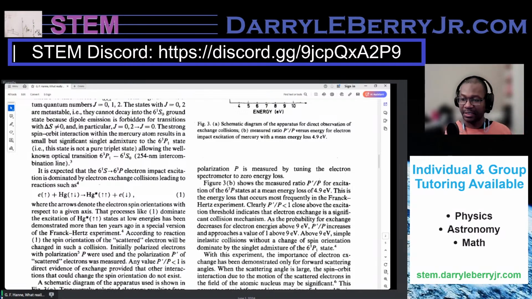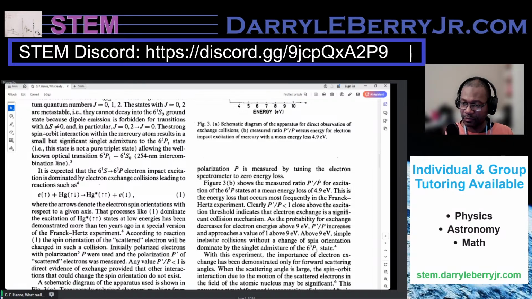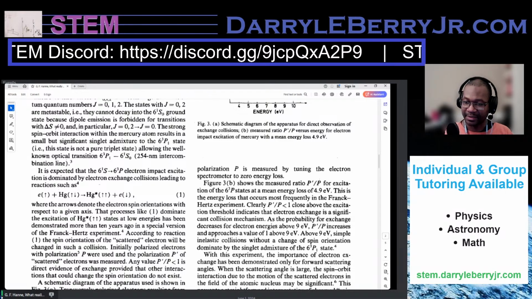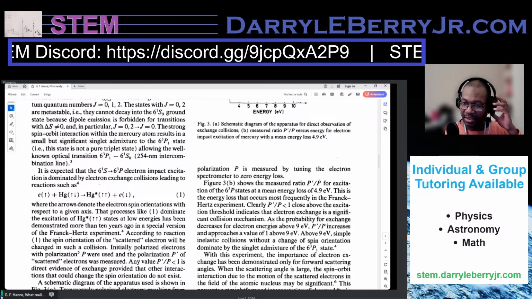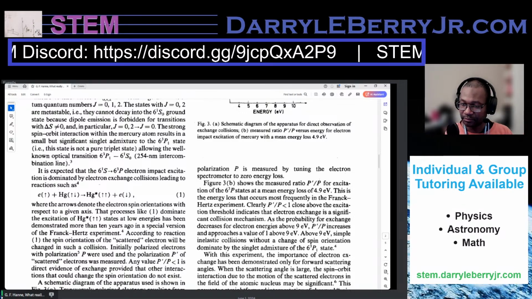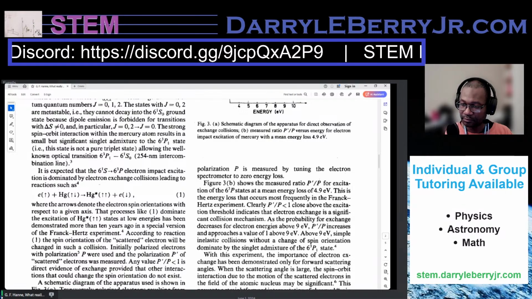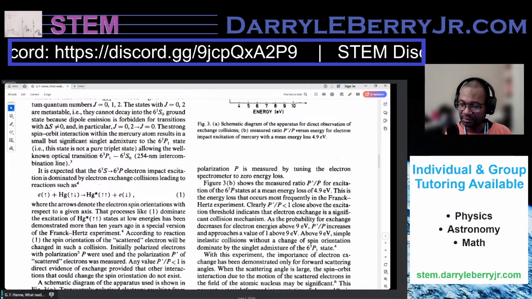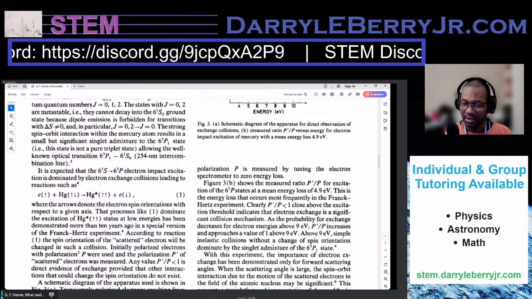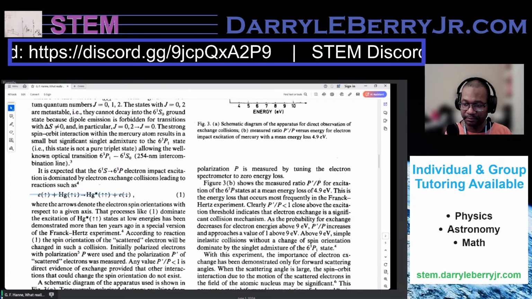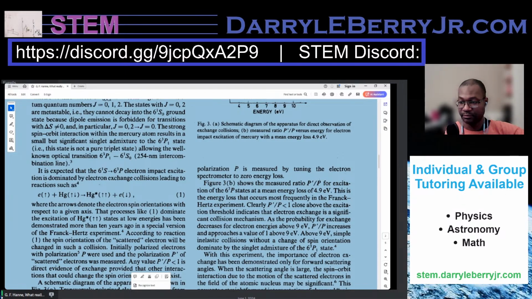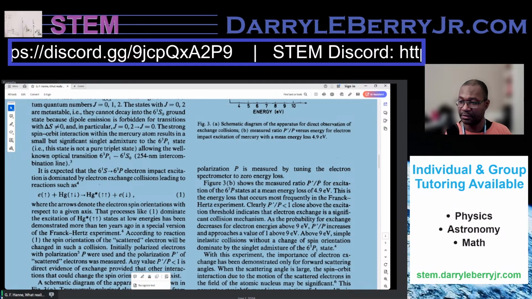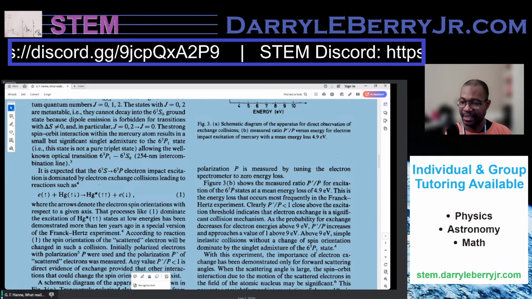EM spectrum image. It is expected that 6 1S and 3P electron impact excitation is dominated by electron exchange collisions, leading to reactions such as, okay, so the electron hits the mercury. Okay, so right here it's saying the electron hits the mercury, the electron loses energy, and then the atom gains energy.